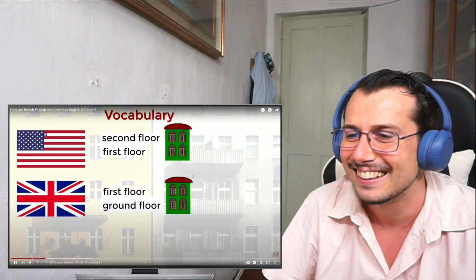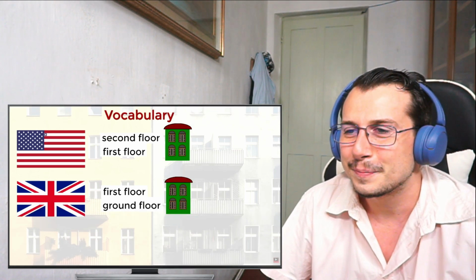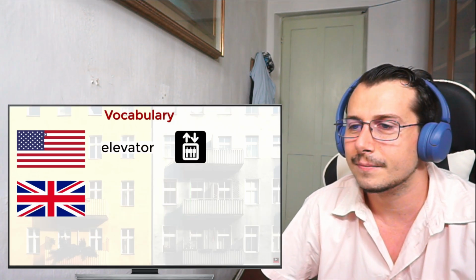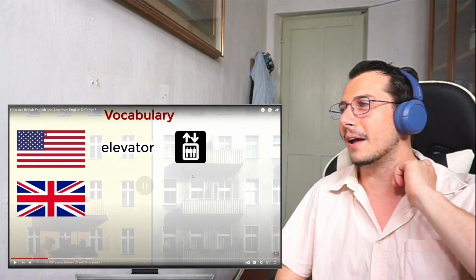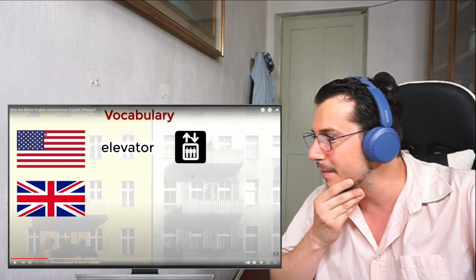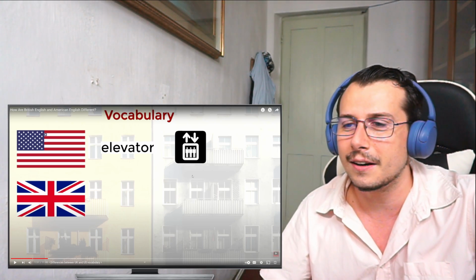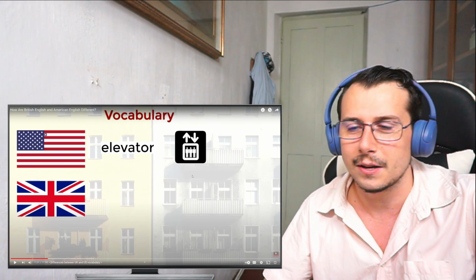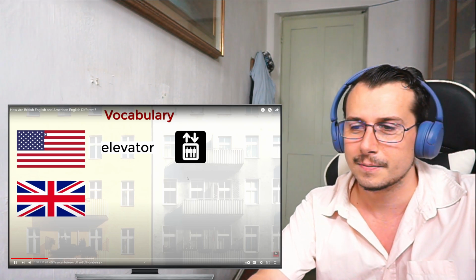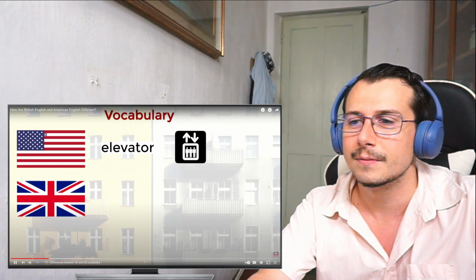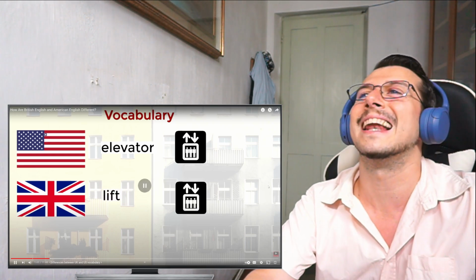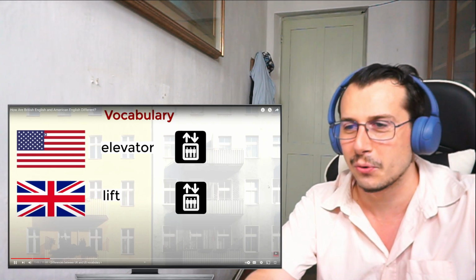Ground floor, and the person above you lives on the first floor. If that person above you is unable or just too lazy to take the stairs, in the US, they'd take the elevator. In the UK, the lift.